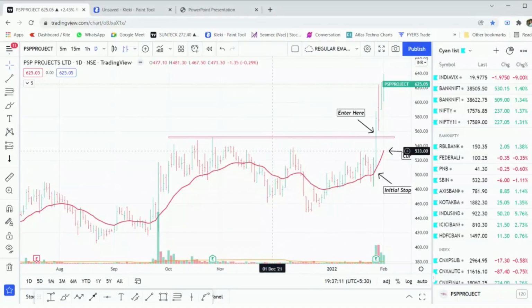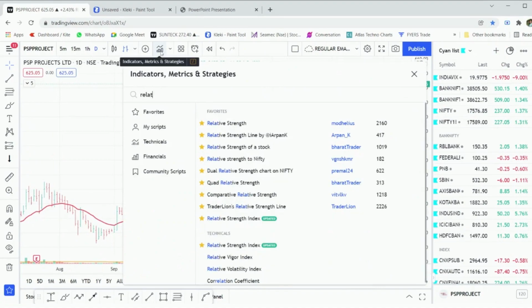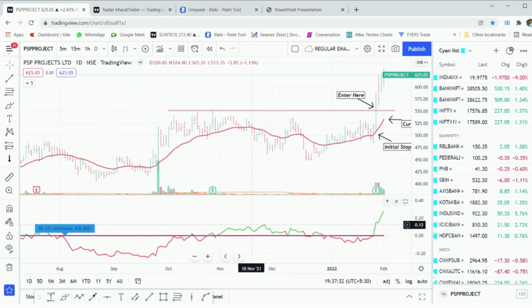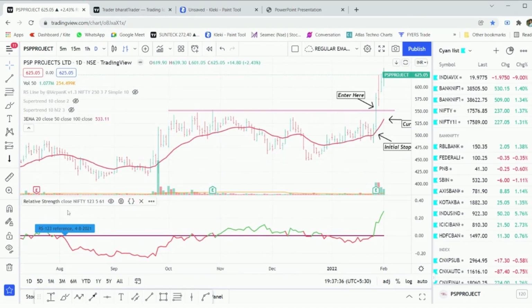How to apply the relative strength indicator on the TradingView platform? Go to the indicator section, type here relative strength, and you can see it has been coded by numerous people. So we will select the one by Bharat Trader. Select this on the chart, and now on the chart you can see something like this. Now we will change the settings.